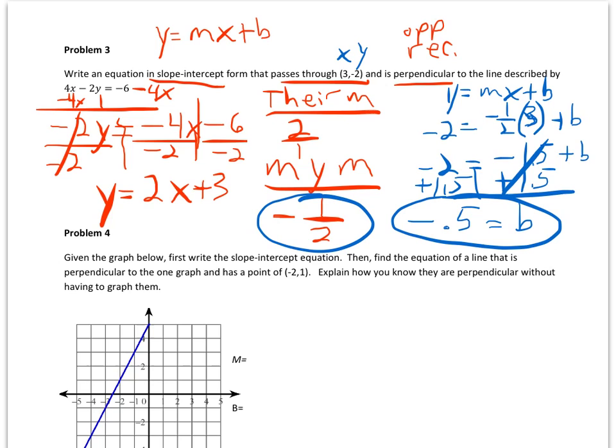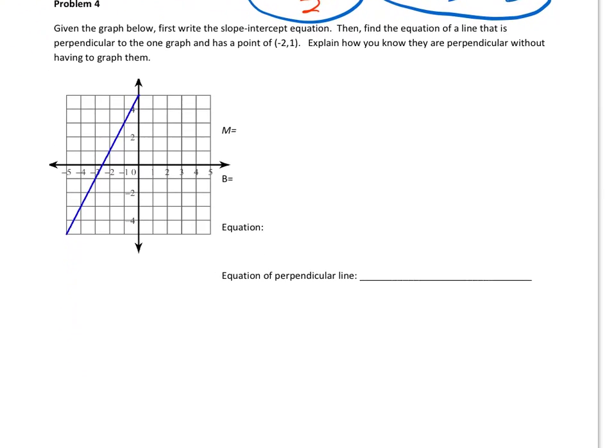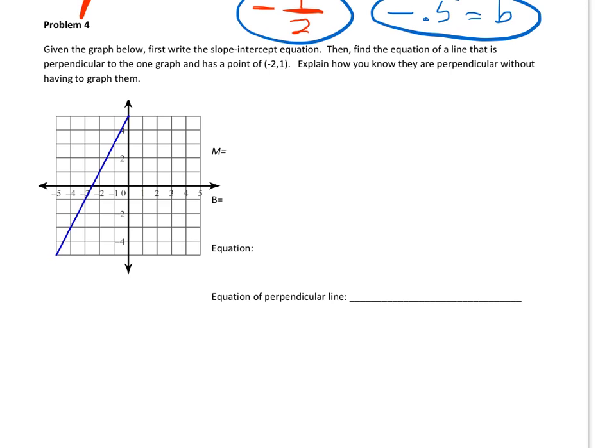My equation, and I'm going to write it just up here because I'm out of room, would be y equals negative 1/2 x minus 0.5. Or you could say minus 1/2 would be fine too. This is your answer. I just wrote the slope-intercept equation of my line that I know is perpendicular to their line right here. Okay? Alright, if you have questions about that, make sure you hit pause and write what questions you have. Okay, last problem.